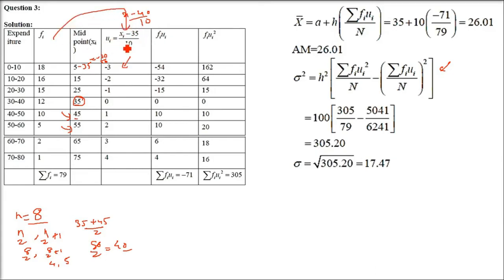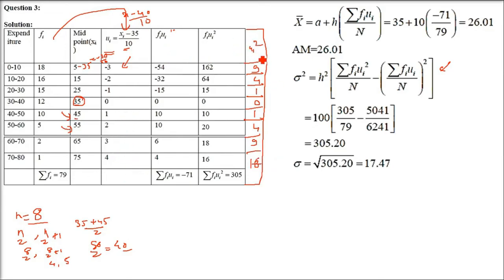So fi ui you have to do. Then you take the u square. I am making one more column for ui whole square because you have to do fi ui whole square also. This column has to come after the 4th column. This has to be your 5th column. Okay. So minus 3 whole square, minus 2 whole square, minus 1 whole square, 0, 1, 1, 2, 4, 9, 16. 16 please. Okay.